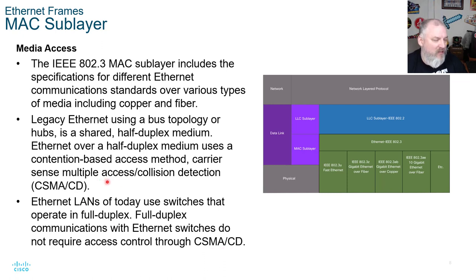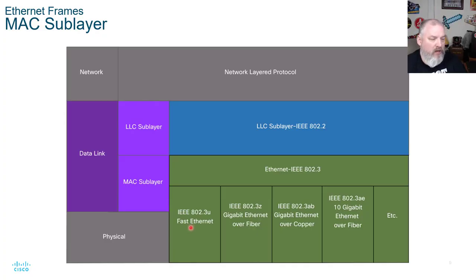Carrier Sense Multiple Access with Collision Detection. Ethernet LANs of today use switches that operate in full duplex. Full-duplex communications with Ethernet switches do not require access control through CSMA/CD. This is another look at the MAC sublayer, with Fast Ethernet, Gigabit Ethernet over fiber, Ethernet over copper, 10 Gig Ethernet over fiber, and the rest of the standards that are there.